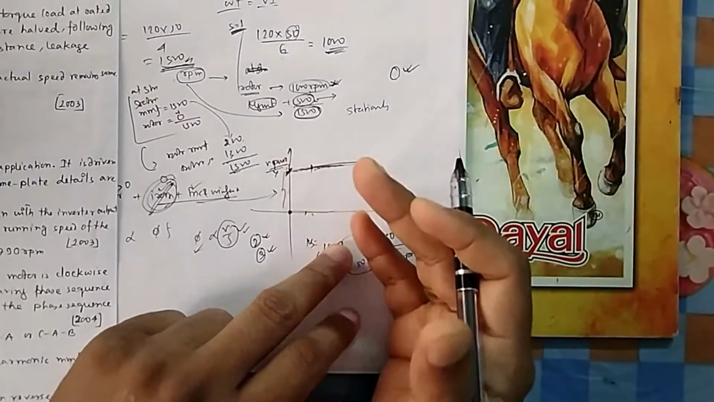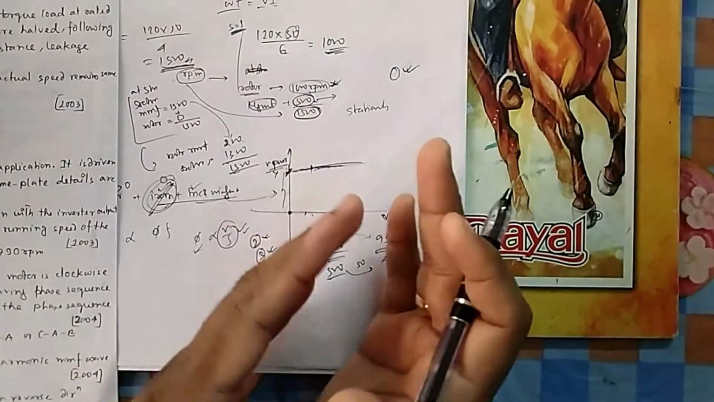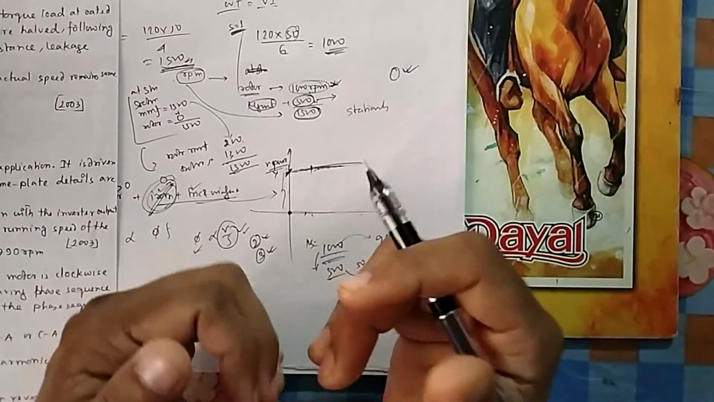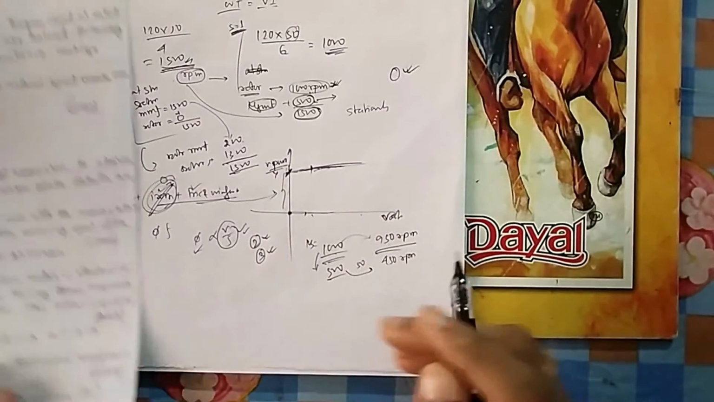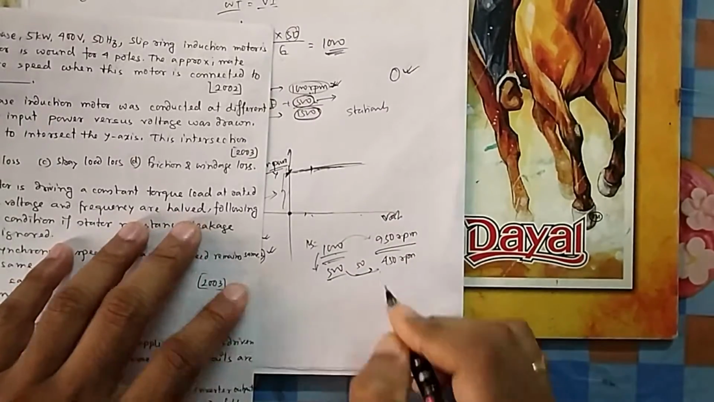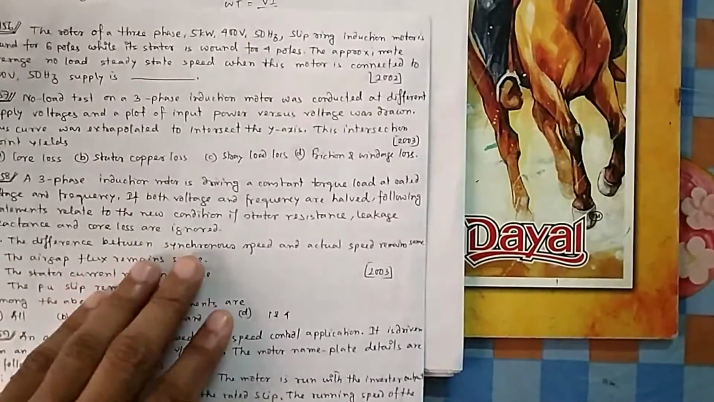So the flux should cut at 50 rpm only, so that the EMF should be the same, E2 should be the same, so that your I should also be the same, because you are going for constant torque. So that's why the gap should be the same. If your gap is the same, that means option 1 is also correct.